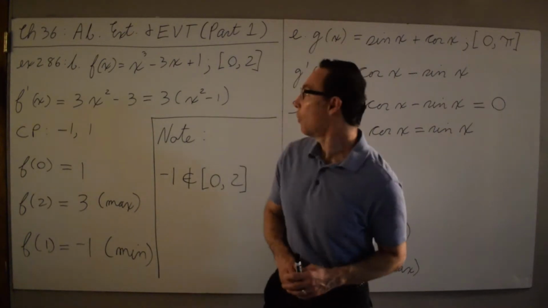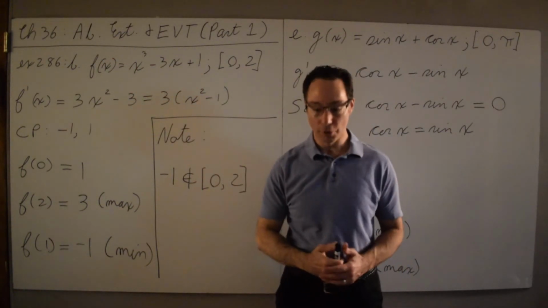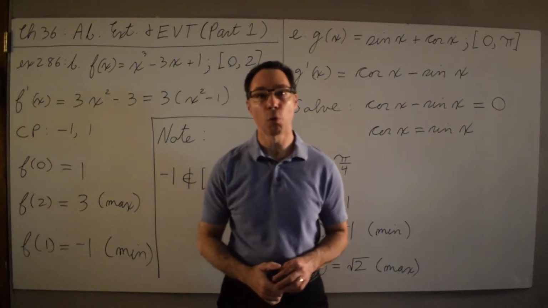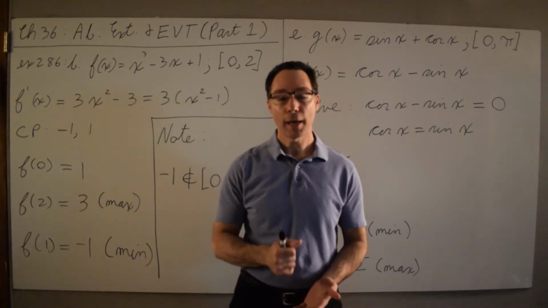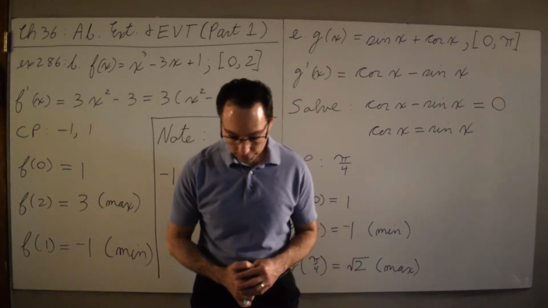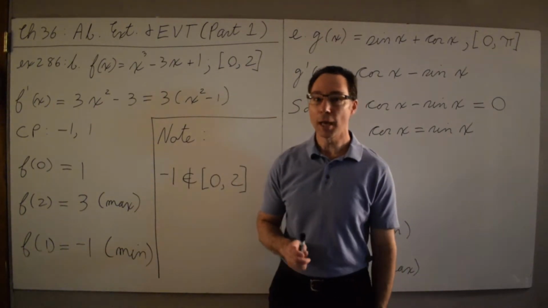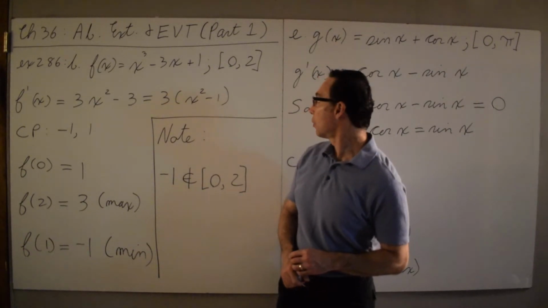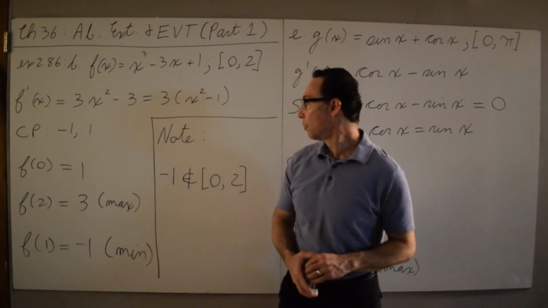This is the first video on chapter 36, absolute extrema and the extreme value theorem. Now, the extreme value theorem is corollary 284 in the notes. It says that a continuous function on a closed interval has an absolute max and an absolute min on the interval. And then theorem 285 tells us that the absolute extrema guaranteed by the extreme value theorem occur at either the endpoints of the interval or the critical points for the function.